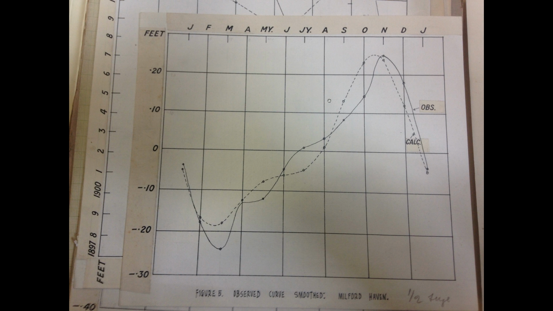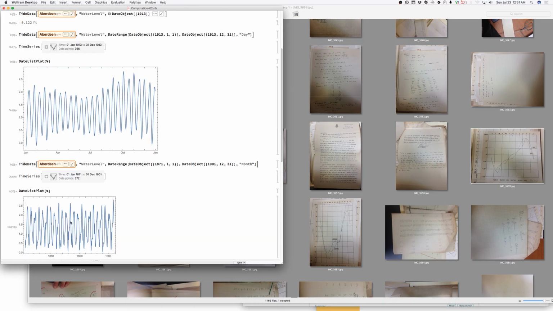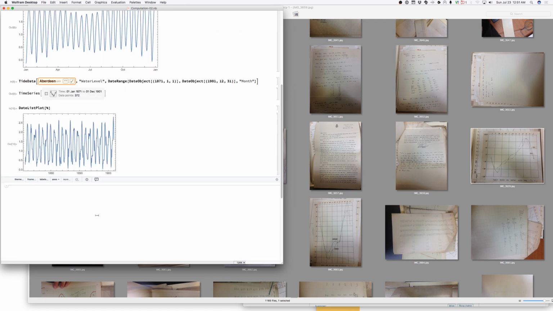Yeah, great. What do you mean calculated? How did you calculate that? Milford Haven. I wonder what year. Well, let's see, 1900. Let's just try doing that. Wherever Milford Haven is for 1900. Let's see if we know where Milford Haven is. Yep. Okay, so that's for the year 1900.